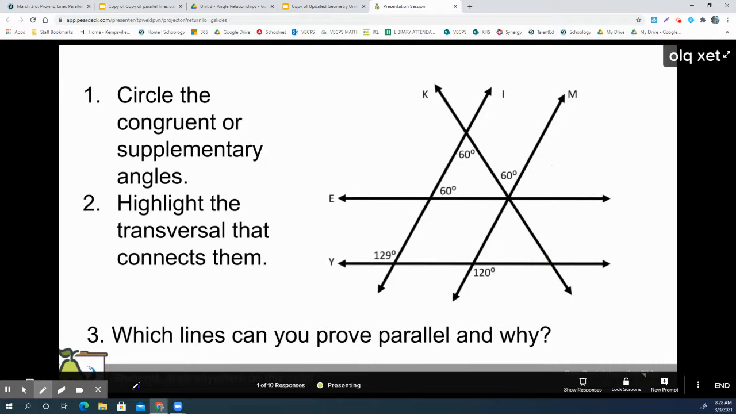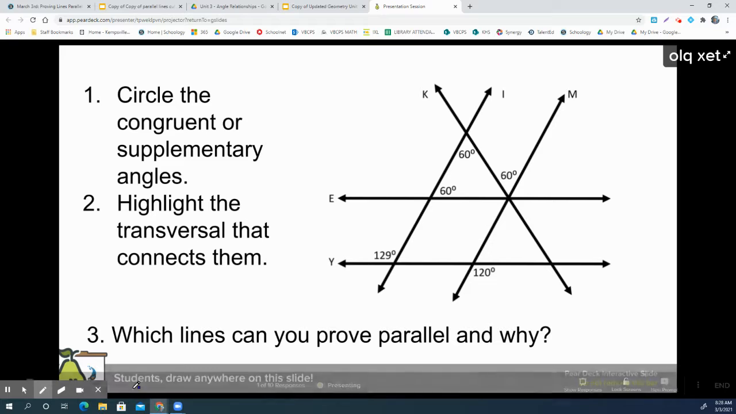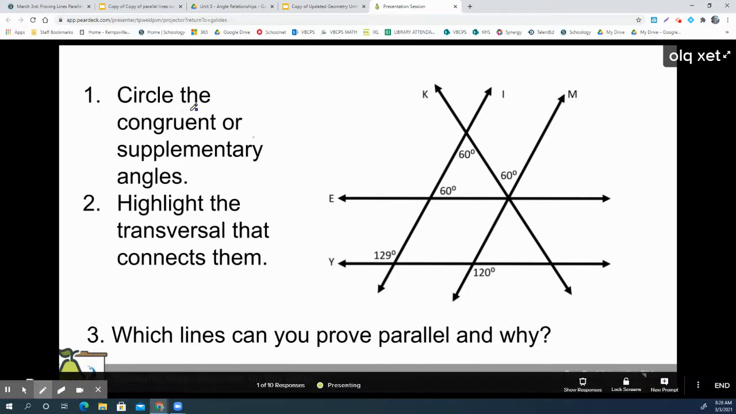These take a lot of time. They're so confusing. So let's circle some congruent or supplementary angles. Find some angle pairs that are congruent or supplementary. Take a second to do that. The only ones that I see that are congruent are these 60s. These two don't have a relationship, but do these have a relationship?